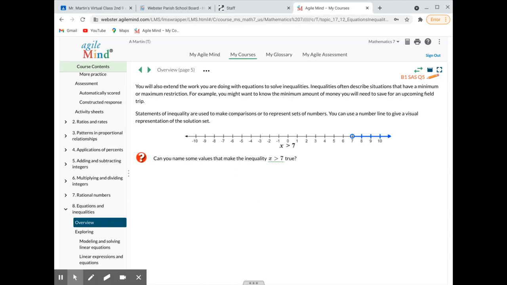You will also extend the work of what you're doing with equations to solve inequalities. Inequalities are often described as situations that have a minimum or maximum restriction. For example, you might want to know the minimum amount of money you need to save for an upcoming field trip. Statements of inequality are used to make comparisons or to represent sets of numbers. You can use a number line to give a visual representation of the solution set.